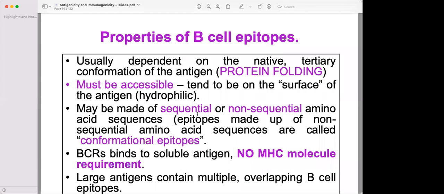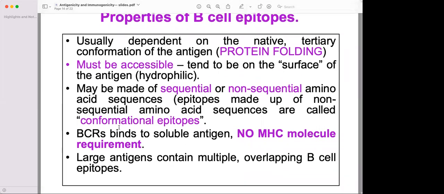This I will elaborate to you much better. When they are non-sequential, then they are termed conformational epitopes. And again, B cell receptors will bind to soluble, hydrophilic antigen without the necessity of a third molecule. This term I must have mentioned to you earlier: major histocompatibility complex molecule.